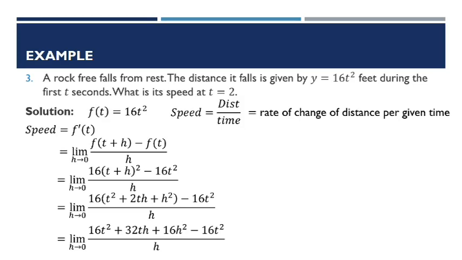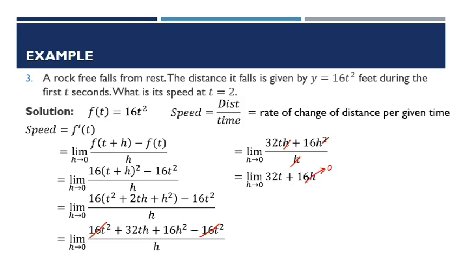distributing 16, so we have 16t squared plus 32th plus 16h squared minus 16t squared. And we have a common term, so cancel that out. So ang matitira ay 32th plus 16h squared, and canceling out h sa ilalim, we have yun na lang. So 32t plus 16h. And performing the limits, we have h approaches 0, so this term would approach to 0.